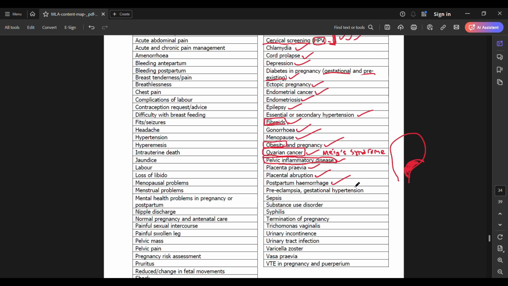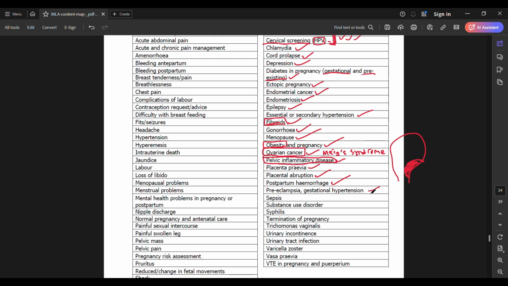Postpartum hemorrhage. This is something that shows up in your sim mannequin station, the simulation mannequin, where you have to resuscitate the patient and save the patient's life in an emergency scenario. So postpartum hemorrhage, really important. Know what you're going to do in this case: the ABCDE approach and how you're going to resuscitate the patient.